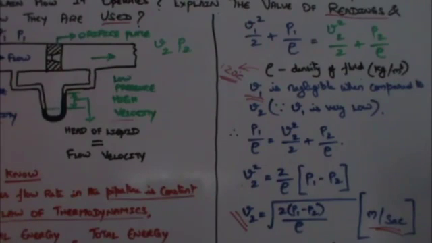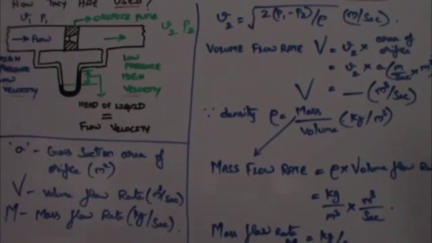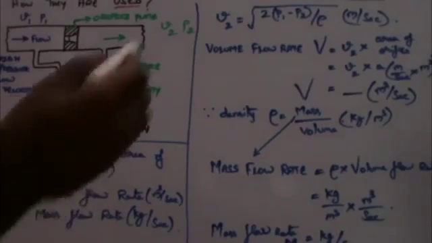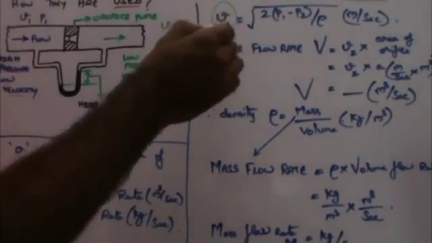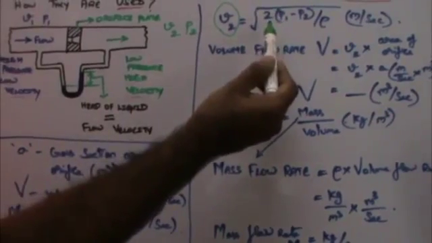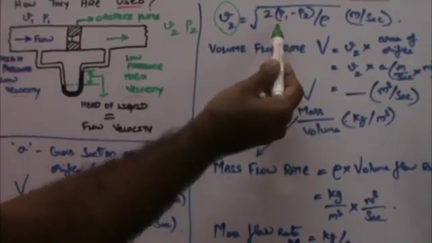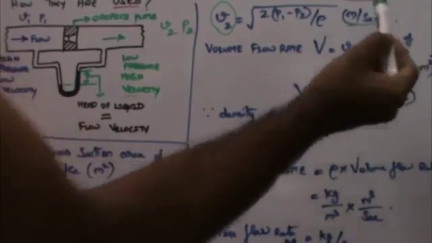And as I said, rho is the density of the fuel oil, and V2 is the velocity of the fluid flowing through the pipeline after the orifice. Since we know the fluid flow velocity V2, we can easily calculate the volume flow rate. Alright, we have arrived at a point where we know the fluid flow velocity V2 is the square root of 2 multiplied by (P1 minus P2) by rho, meters per second is the unit.